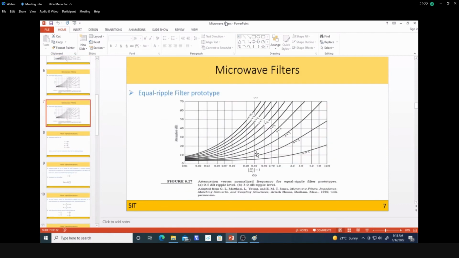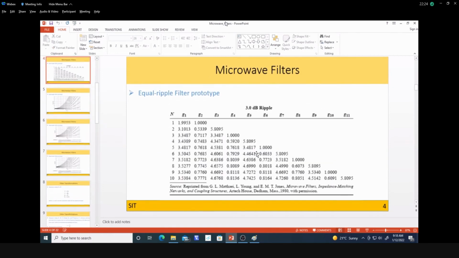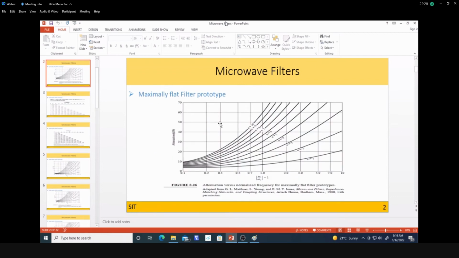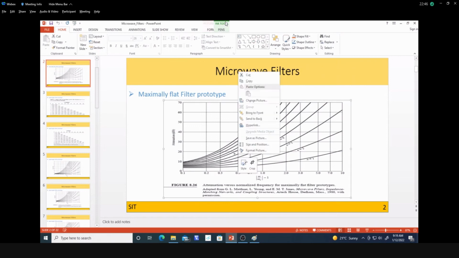So you can see this is the equal ripple filter, and this one is the maximally flat filter prototype. It is varying from n equal to 1 to 10. Okay, so now if I want to get 15 dB insertion loss, you can see somewhere here there is 15 dB insertion loss. If you mark it, exactly 15 dB here.